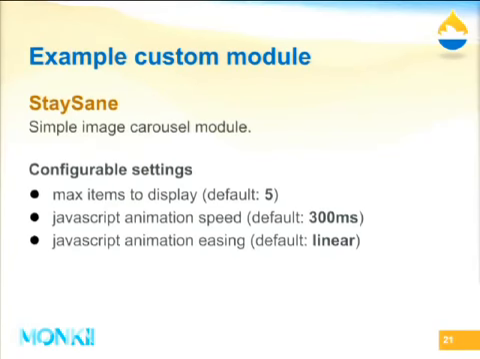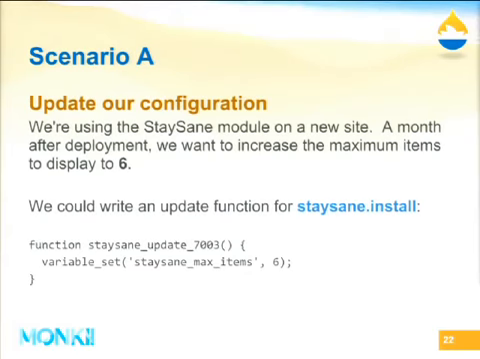So in our Stay Sane example module, we've got our max items to display and some JavaScript settings. Let's say that our client wants us to update that number of max items to 6. It would be really easy, because we've already got this module, for us to just bang that right into an update function. We're just setting a new value to an existing variable, and that is going to be used on the page that renders our carousel to spit out 6 items instead of 5.